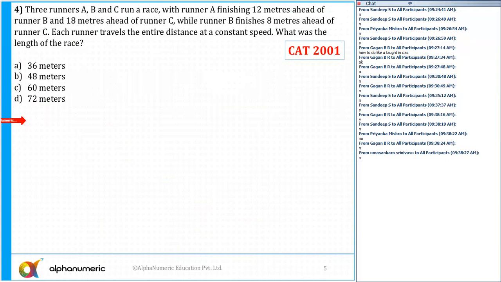A very, very important question. It has been asked in CAT on different things. 3 runners A, B, and C run a race. Yes, that's right. The correct answer for this question is option B, which is 48.